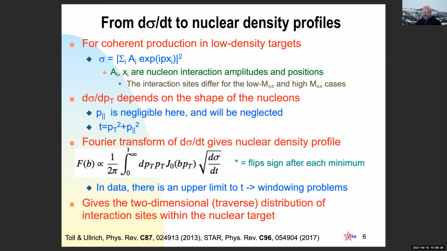As I've mentioned, here's an issue. You would like to go from 0 to infinity, but there's an upper limit to t or pT. You can't go to infinity. That gives you this windowing problem I mentioned earlier.